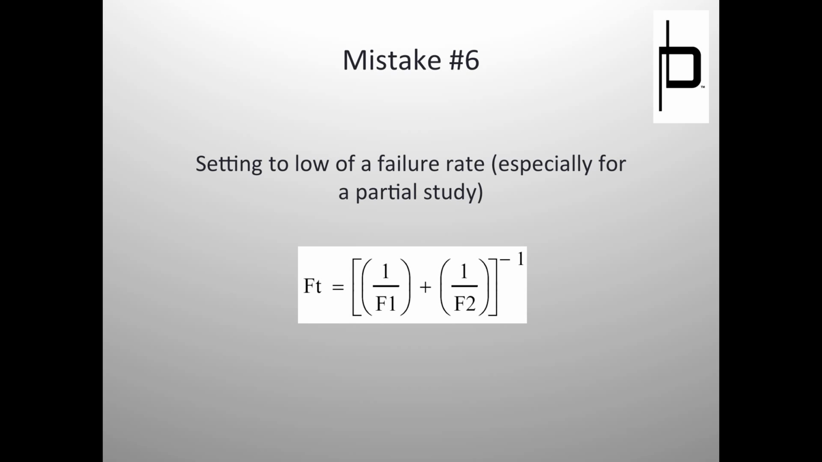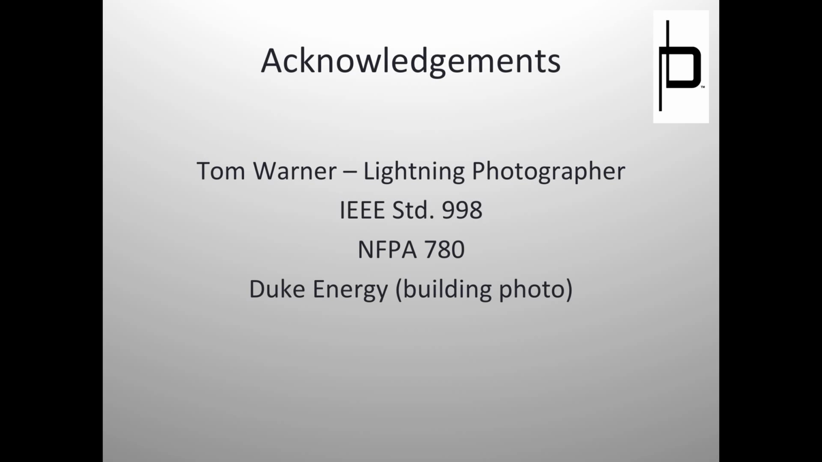Or if you already have a lightning study done for that substation and you have a failure rate, you can calculate the failure rate of just the new area, but you've got to go back and add it to the failure rate of the old area to get the failure rate of the whole substation. And then decide if it fits in your design criteria or not. That's right. See if it still satisfies the design criteria limit that you made.